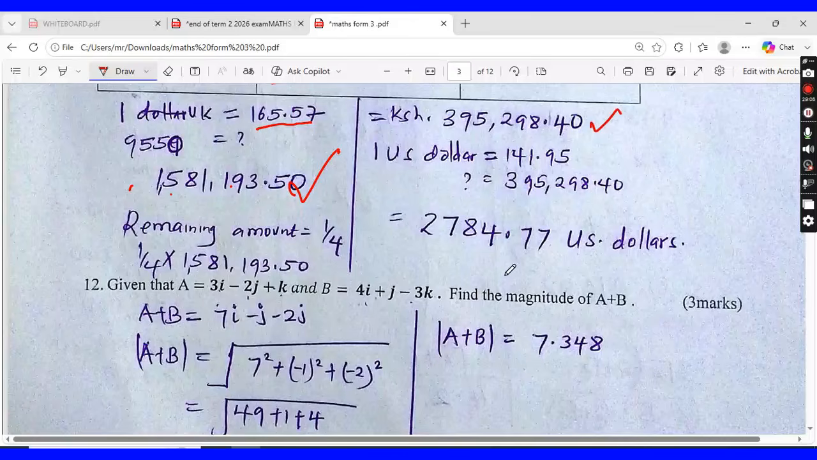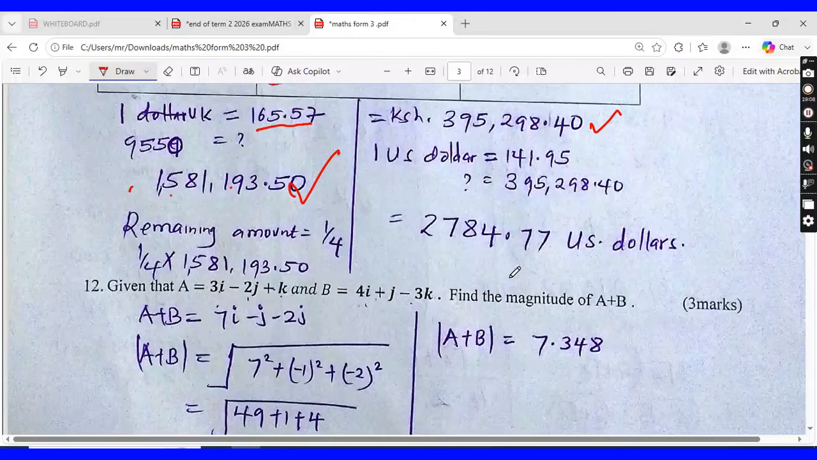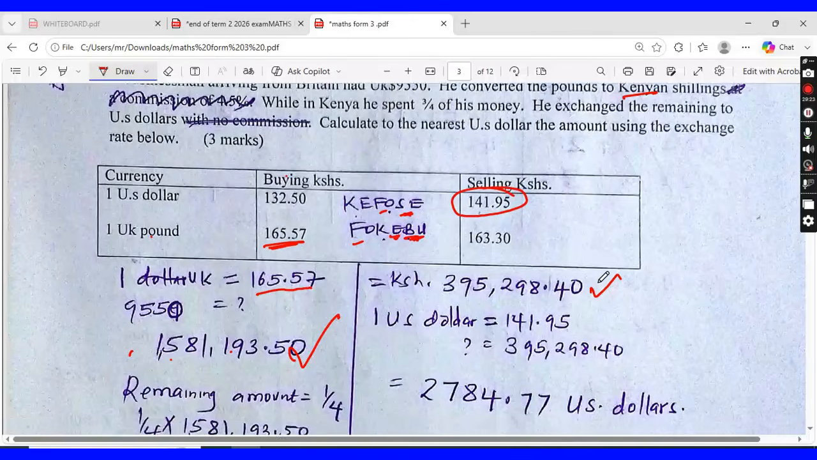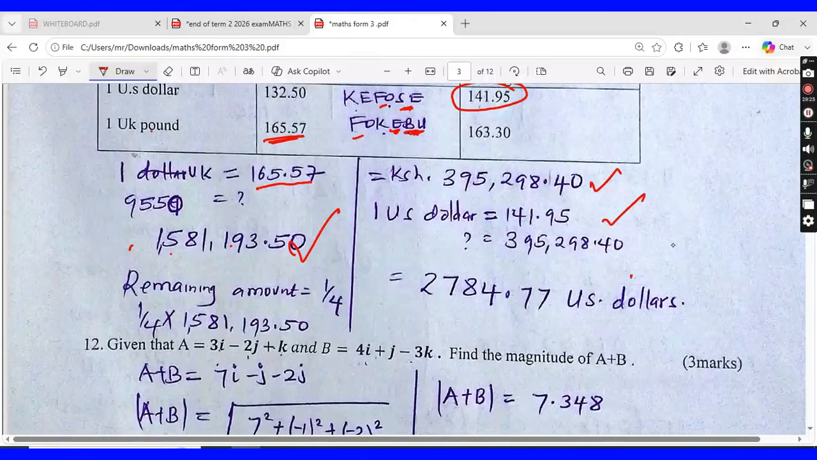This remaining amount was converted from Kenya shillings to US dollars. Now you are converting Kenya to foreign, so you use sell. You need to know that I will use 141.95. Then you convert, there's no big deal.